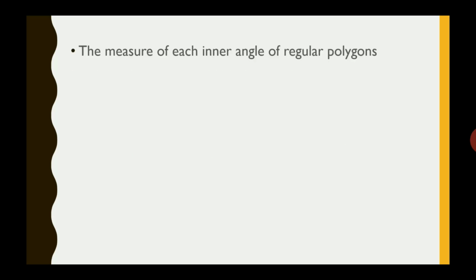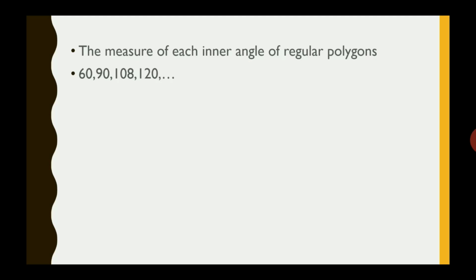Now let us look at the measure of each inner angle of a regular polygon. In the equilateral triangle, the measure of each inner angle is 60 degrees. And what about the inner angle of a square? It will be 90 degrees. And what about the inner angle of a regular pentagon? It will be 108 degrees. And what about a regular hexagon? It will be 120 degrees.